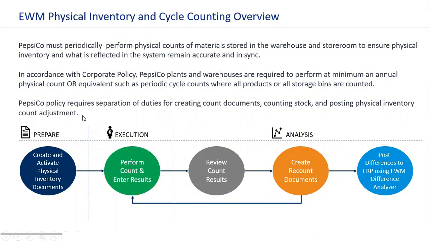So you've got the prepare bit, so create and activate physical inventory documents, perform the count and enter the results, and then you review the count results. If applicable, create recount documents, and then post differences to ERP using the EWM difference analyzer.